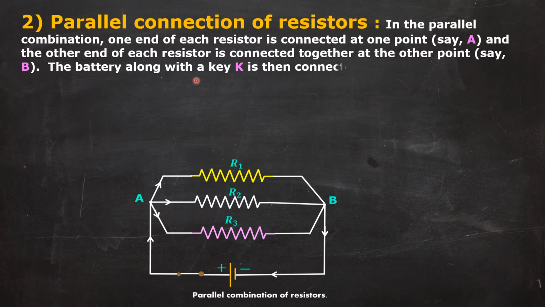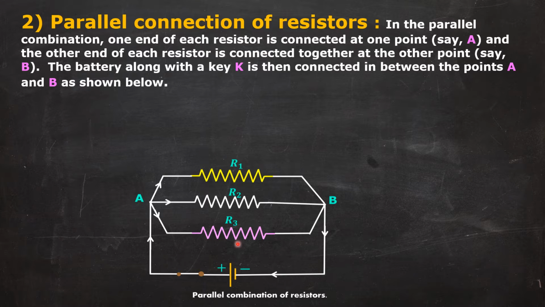The battery along with a key K is then connected in between the points A and B as shown below. So here three resistors of resistances R1, R2 and R3 have been connected in parallel between the two points A and B. In parallel connection of resistors, current finds more than one path to flow from point A to point B. If one resistor is removed or gets damaged, it does not affect the flow of current. Current flows continuously in the circuit.